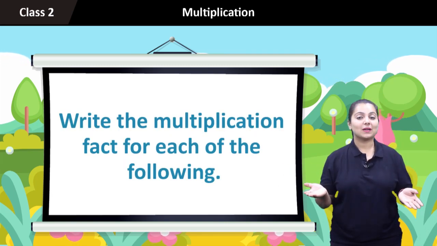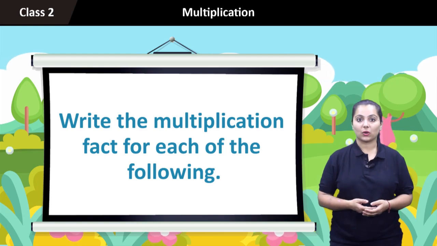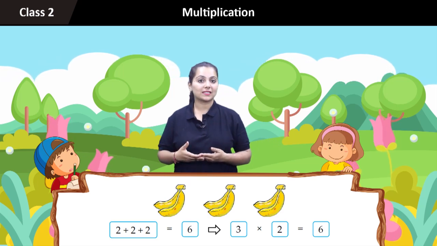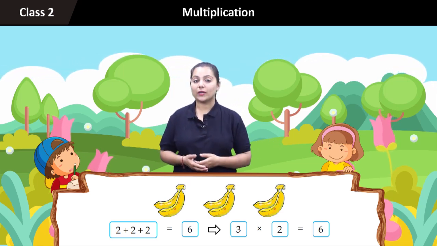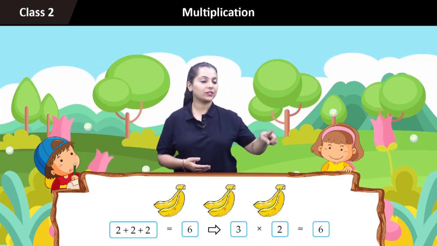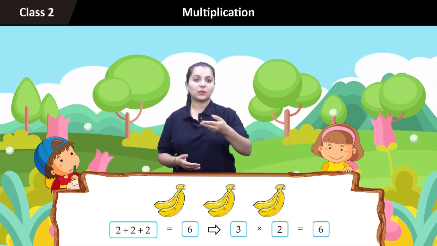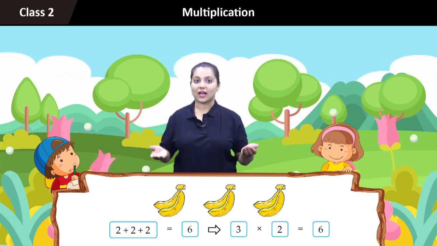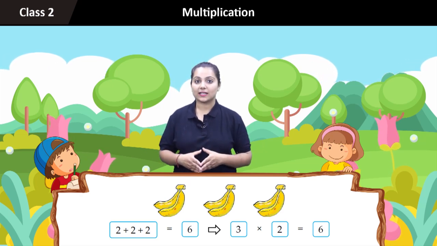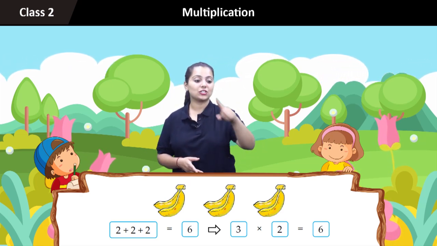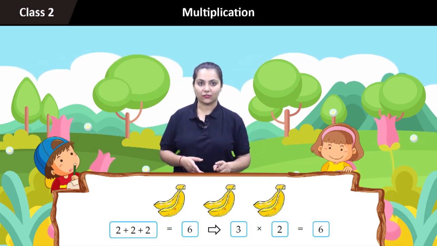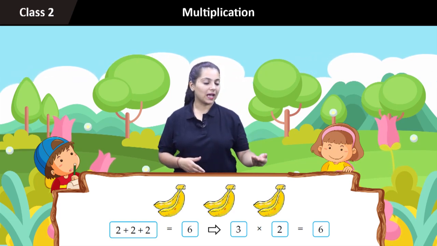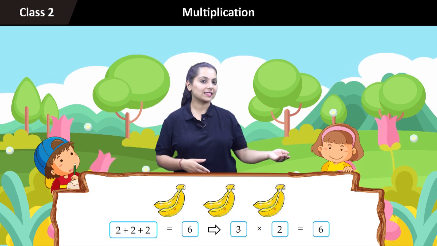Now write the multiplication fact for each of the following. Now you can see here the picture of bananas. How many bananas are there? 2. And how many groups of bananas are there? 1, 2, 3. That means 2 plus 2 plus 2. How much are there in total? 6. So let's write it in multiplication form. There are 3 groups, so we write 3 first. How many bananas are there in one group? 2. 3 multiplied by 2 gives 6.